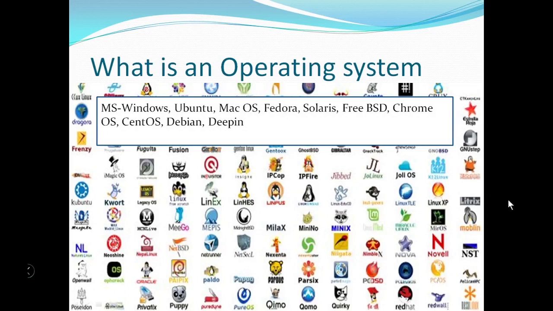There are plenty of examples in the industry. The most famous one around the Asian countries is MS Windows. Then we have Ubuntu, Fedora, Solaris, Chromium OS, CentOS. Lots of operating systems are there.